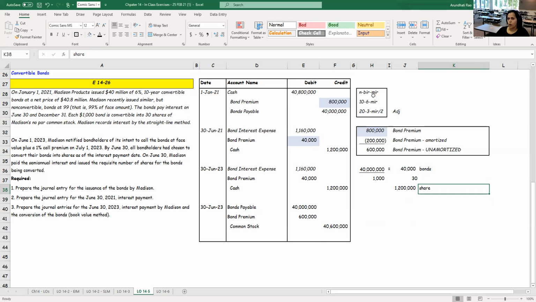Once again, what you need to note is this unamortized premium or discount that's in your books, that account needs to be closed. That is very important for you to do this last journal entry of converting the bonds into stock. So this takes care of another exercise dealing with convertible bonds.